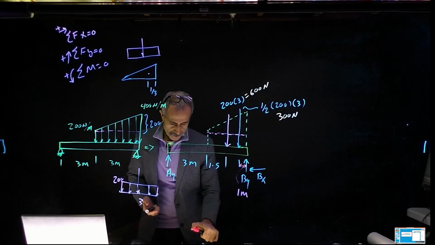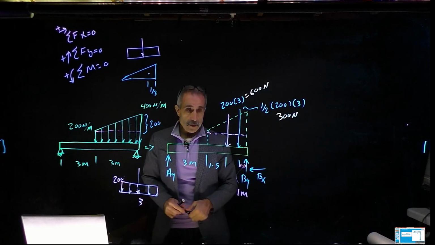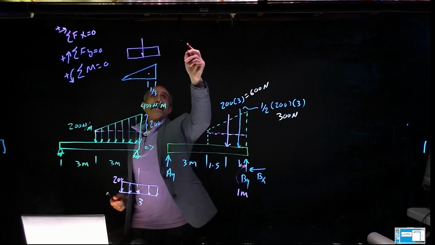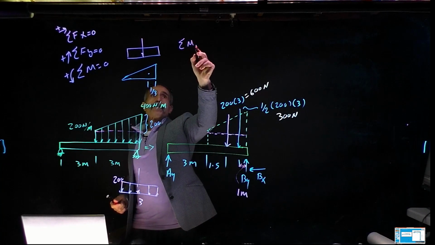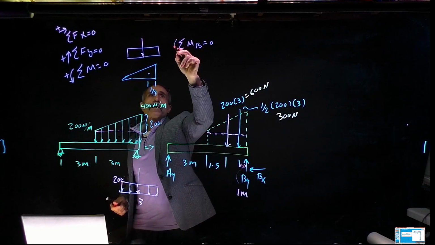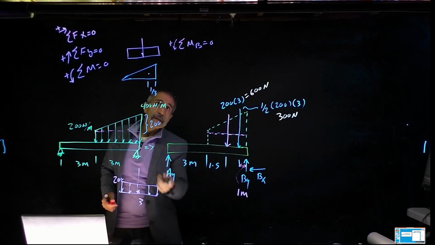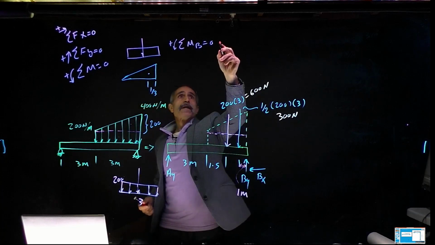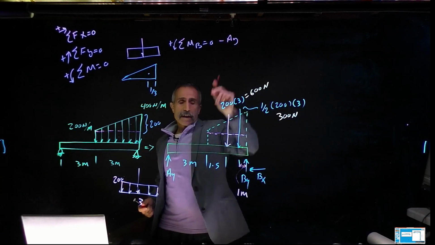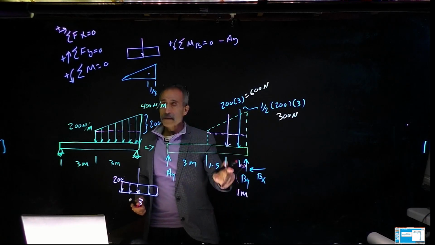That's the only difficult part of this whole thing. So we're going to go ahead and say summation of moments about point B is equal to 0. Counterclockwise is positive. AY is going clockwise, so it's negative: minus AY, and the distance from here to here is 6 meters.